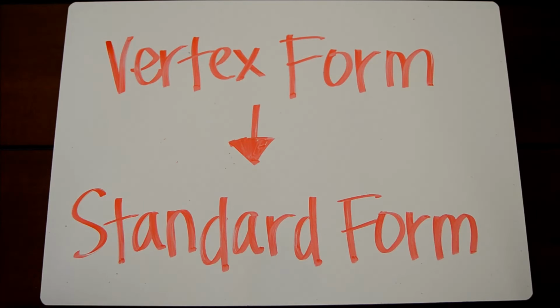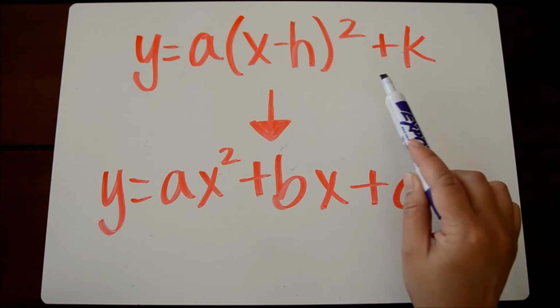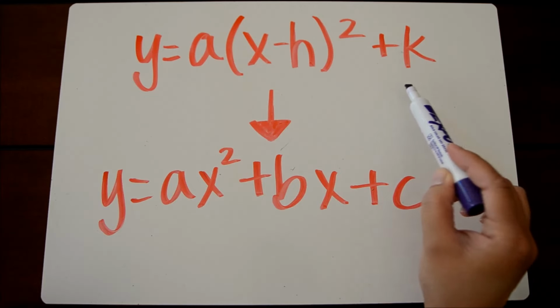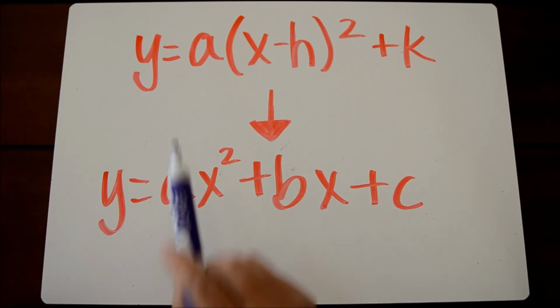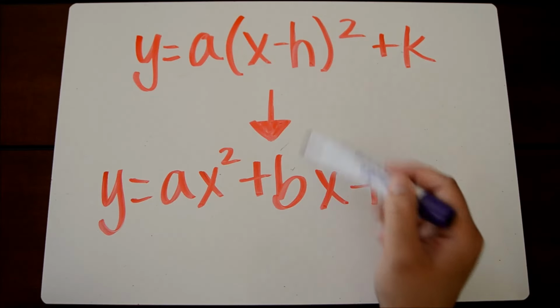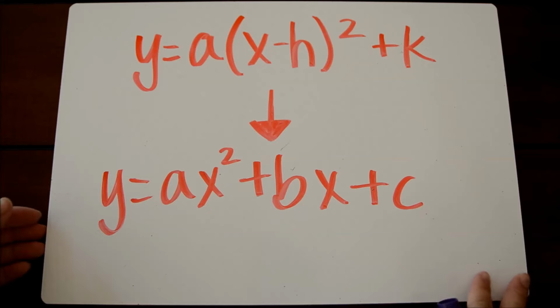Today our lesson is on how to convert vertex form equations to standard form equations. So here's a quick review on what vertex form looks like. We want our equation to look like the bottom, which is standard form: y equals ax squared plus bx plus c. Keep in mind that the only thing they have in common is their a value. The h value is not equivalent to the b value, and the k value is not equivalent to the c value. Let's take a look at our first example.